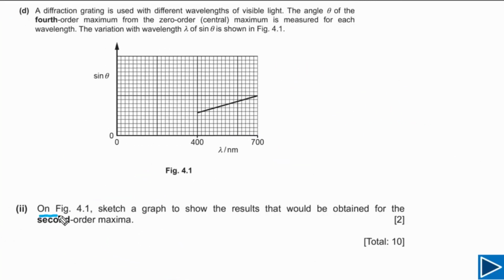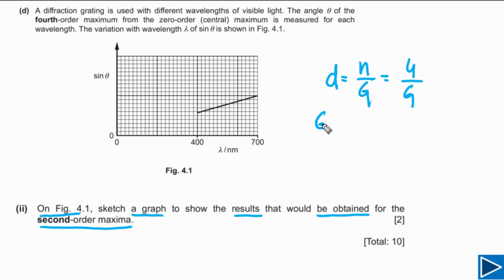For the second part, on figure 4.1, we need to sketch a graph to show the results that would be obtained for the second order maxima. So this is quite a straightforward question. If we look at our previous result, we have found d is equal to n over capital G. For the fourth order, d was equal to 4 over capital G. Now from here, if we rearrange, we can find g. So g will be equal to 4 divided by d.